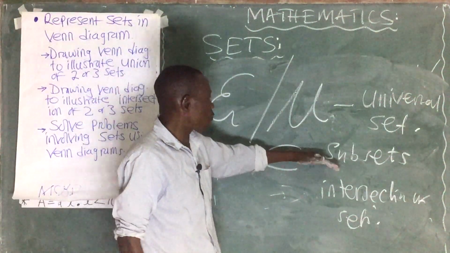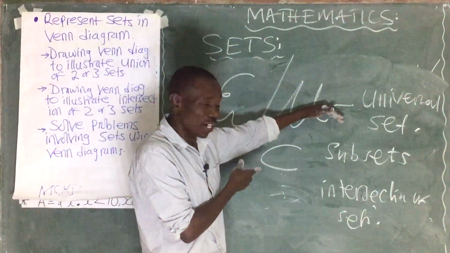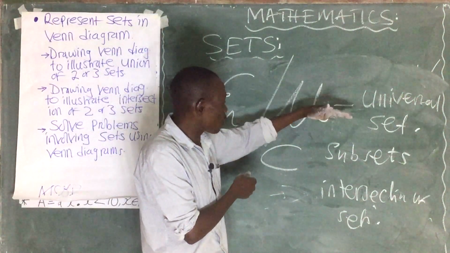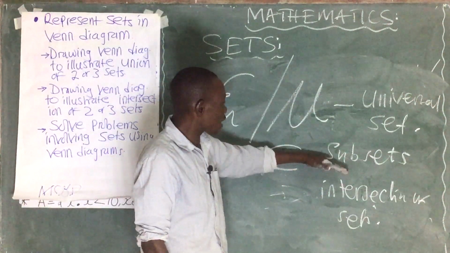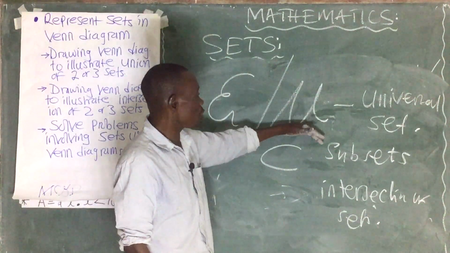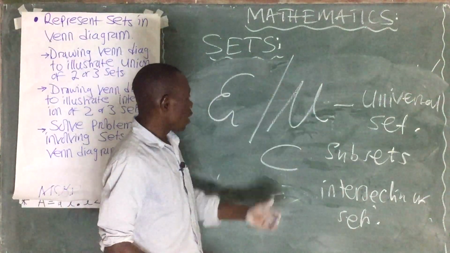You talk of a subset, you need to consider what? The universal set. If you talk of the universal set, that universal set produces what? The subsets. So subsets are just part and parcel of the main set, which is called the what? The universal set.